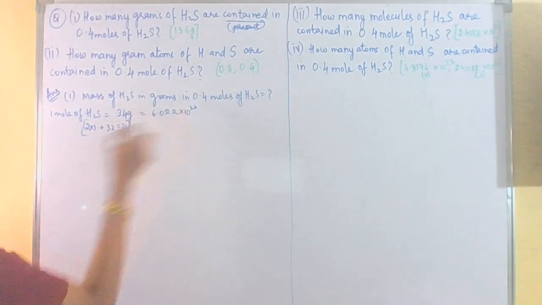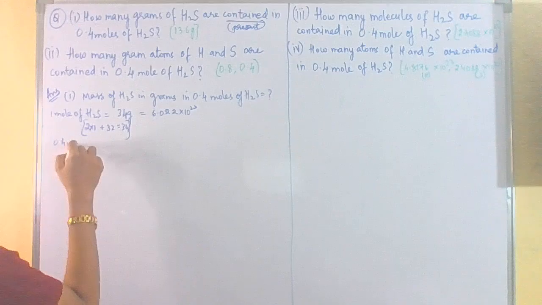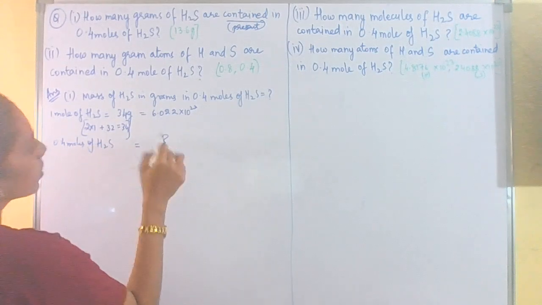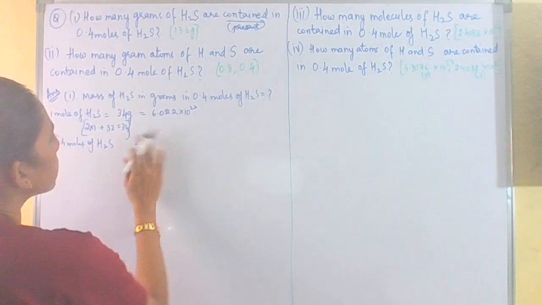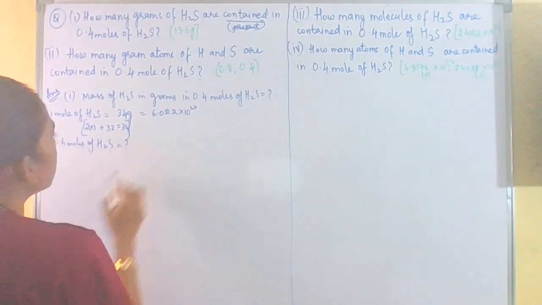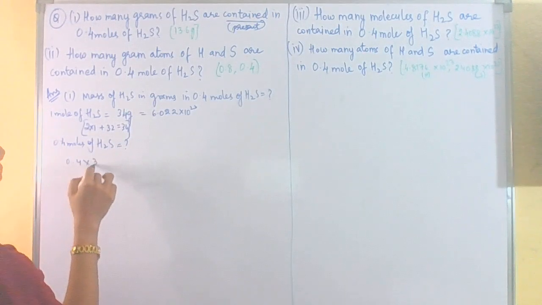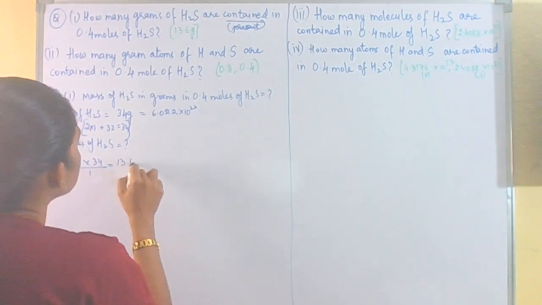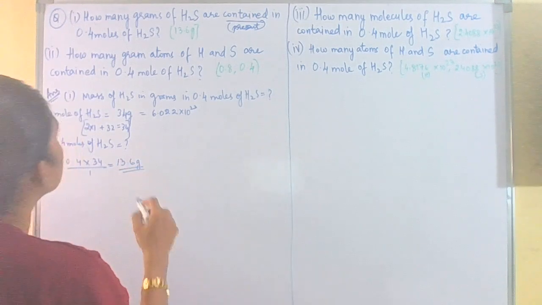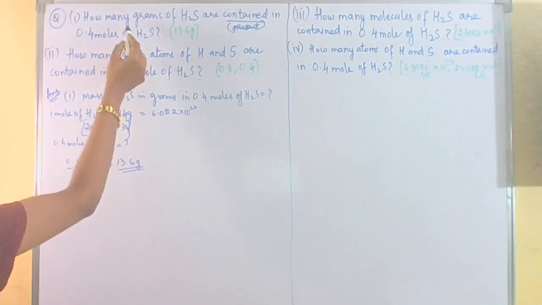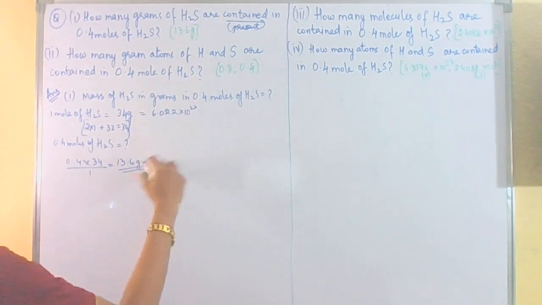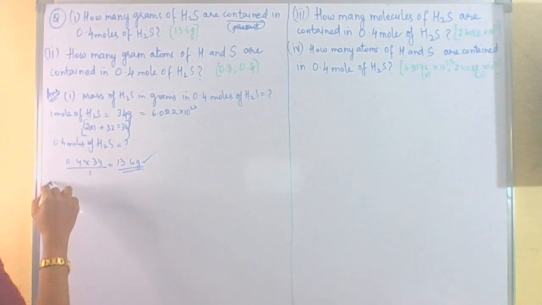Now they have given us 0.4 moles of H2S. What is its mass? They are asking mass. 0.4 into 34 divided by 1, which is equal to 13.6 grams. Okay. So the mass of H2S contained in 0.4 moles of H2S is 13.6 grams. Now we'll see the second one.